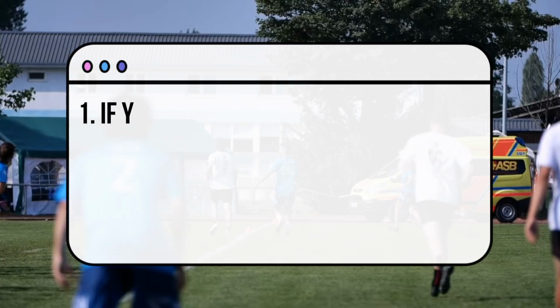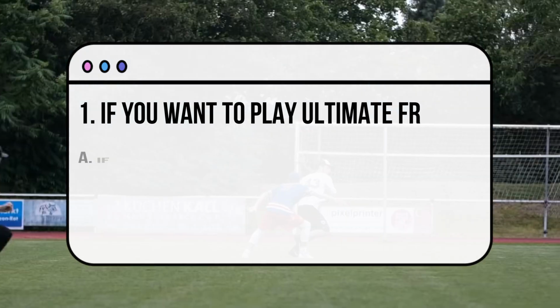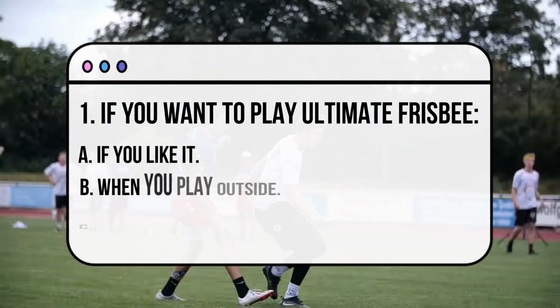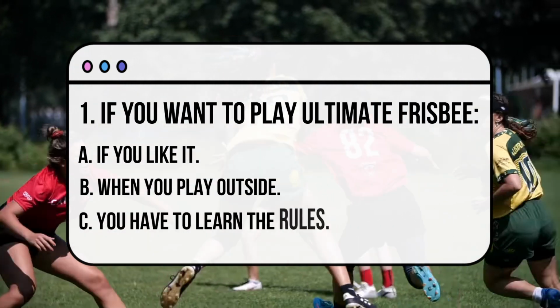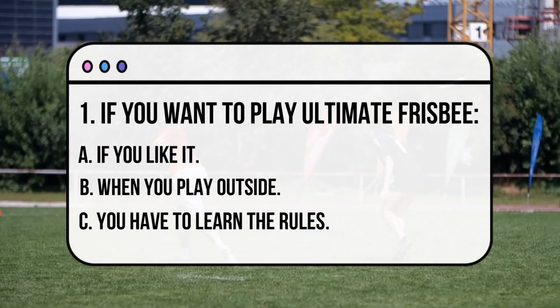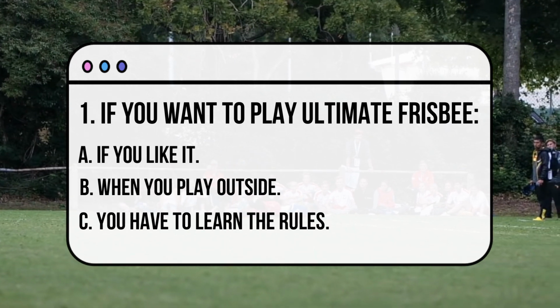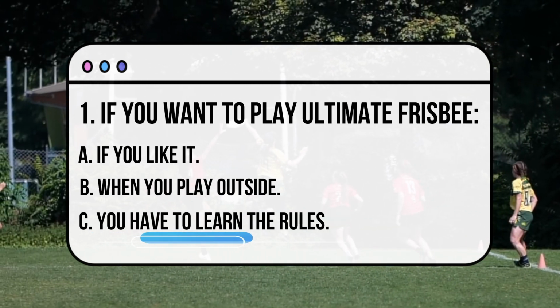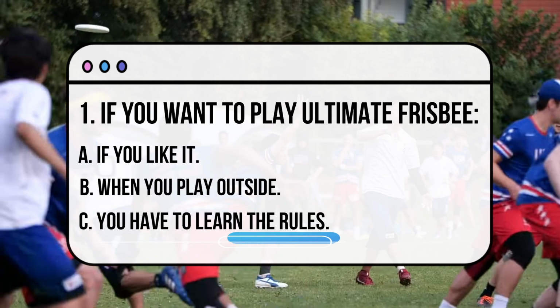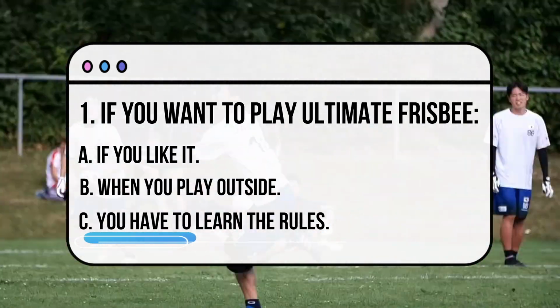Let's make a quick review about zero conditional by completing the next sentences. If you want to play Ultimate Frisbee, A. If you like it, B. When you play it outside, or C. You have to learn the rules. The answer is C. You have to learn the rules. Remember that conditional sentences are made of a condition and a result.